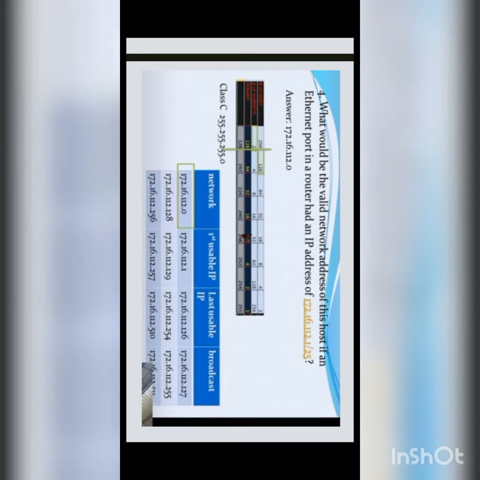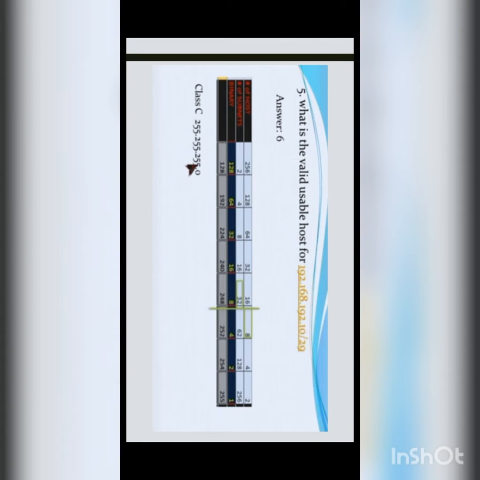What would be the valid network address of this host if an Ethernet port in a router had an IP address of 172.16.112.125? So, the answer is the network is 172.16.112.0. So, number 5. What is the valid usable host for 192.168.192.1029? So, the answer is 6 because 8 minus 2, that is 6.